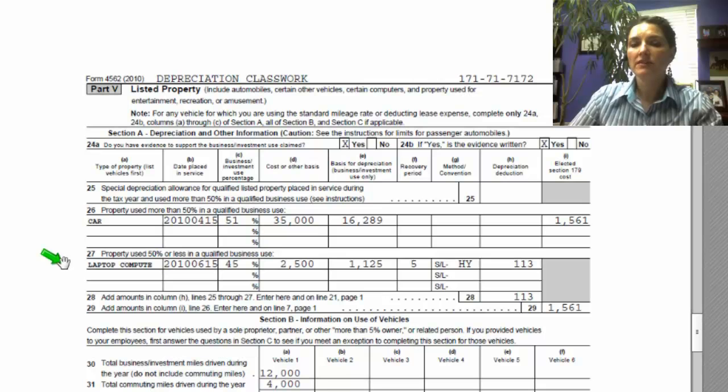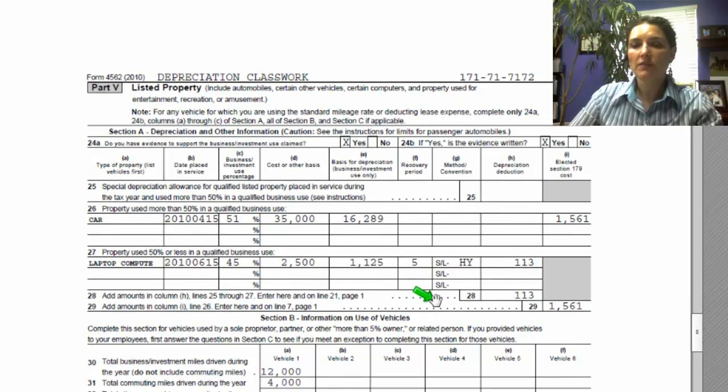Laptop computer, the cost is $2,500 multiplied by 45% business use. That gives us a basis for depreciation of $1,125. It is 5-year property. We apply the half-year convention and get $113. So line 28 will carry to page 1 of Form 4562 and is entered on line 21. And line 29 will carry to page 1 and is entered on line 7.